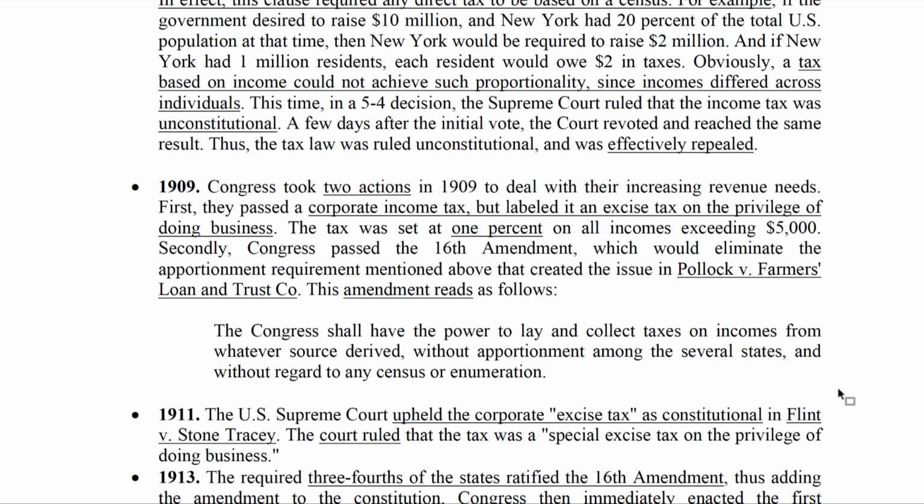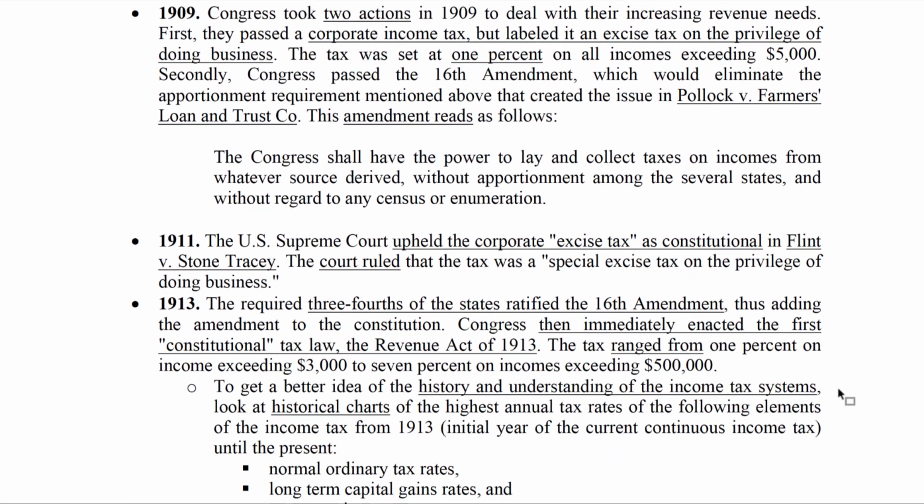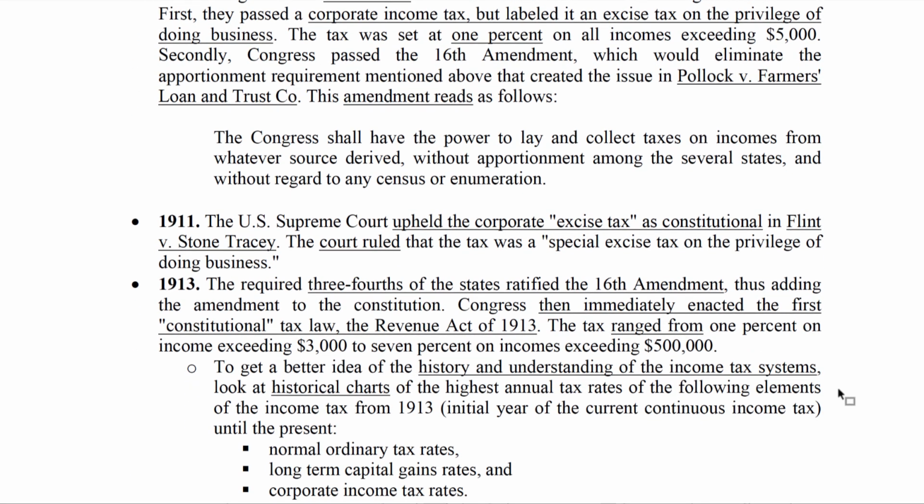So again, 1909, we have a corporate excise tax, and then we also have the 16th Amendment passed, but it hasn't been ratified by the states. So in 1911, we have a U.S. Supreme Court case that tests the constitutionality of this corporate excise tax. The case was called Flint v. Stone Tracy. The court rules that the tax was a special excise tax on the privilege of doing business and therefore did not violate the constitutional issues mentioned above from the Pollock case.